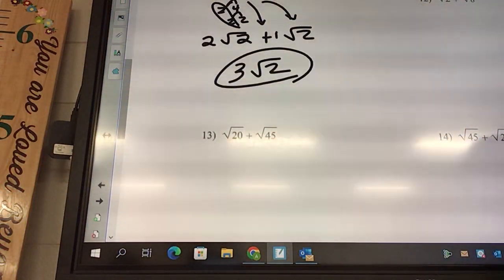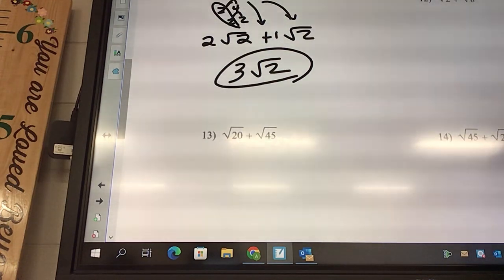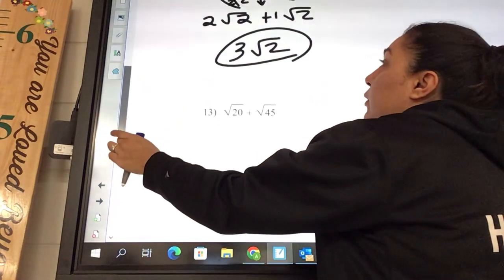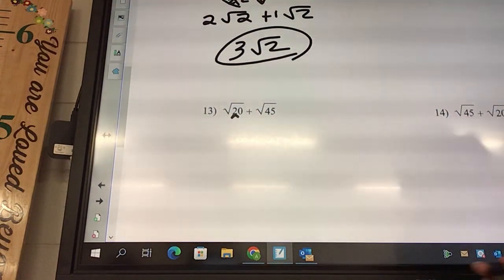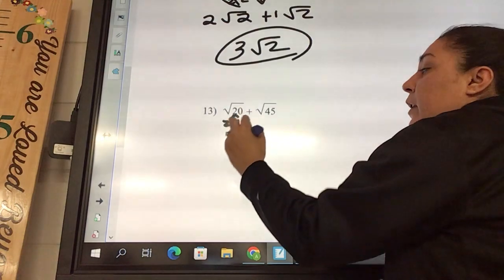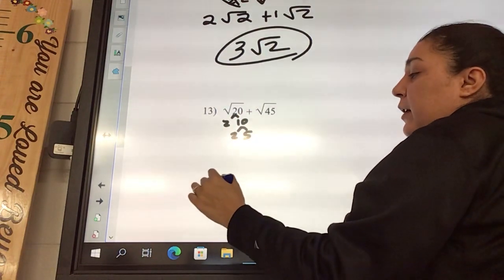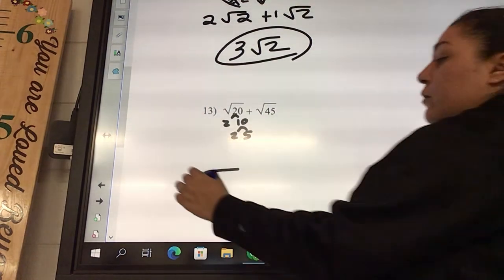Okay, 13. I got square root of 28 plus a square root of 45. Our index is the same. Yes. Okay, our underneath the same. No, but they can be simplified. So 20 is what? What's some factors of 20? 2 and 10. 2 and 5. Okay, so what is this radical going to become? 2 square root of 5.